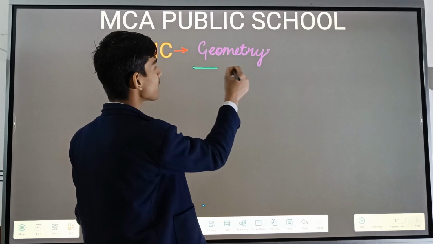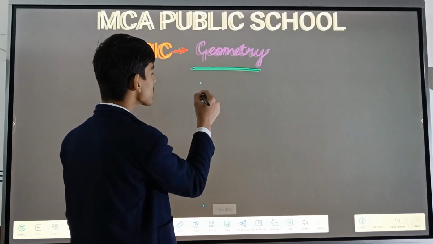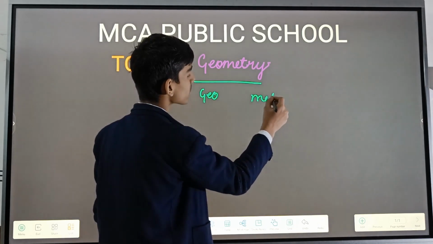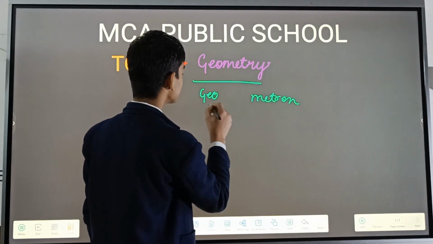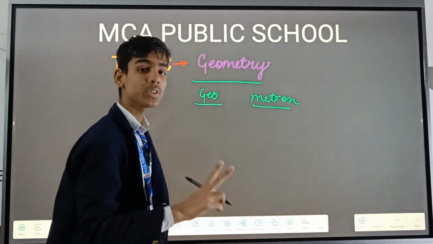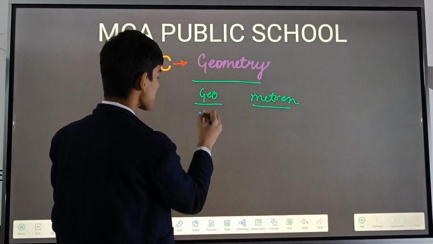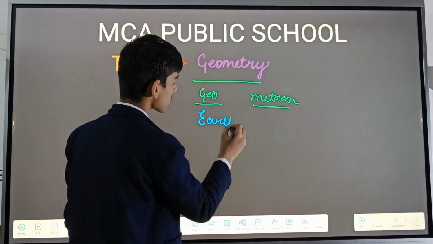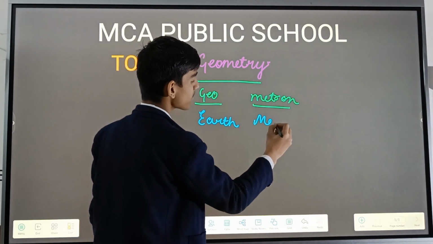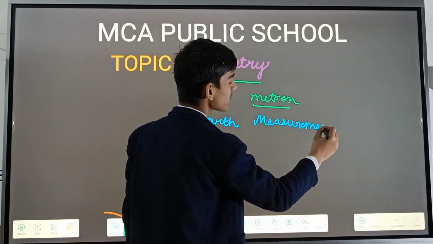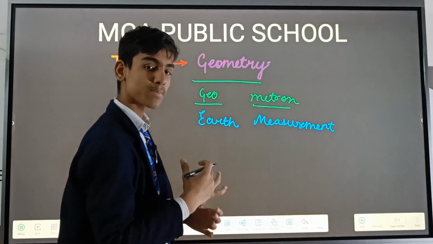The word geometry is derived from two words, geo and metron. Geo and metron are two Greek words. Geo means earth, and metron means measurement. So we can say that geometry means the earth measurement.